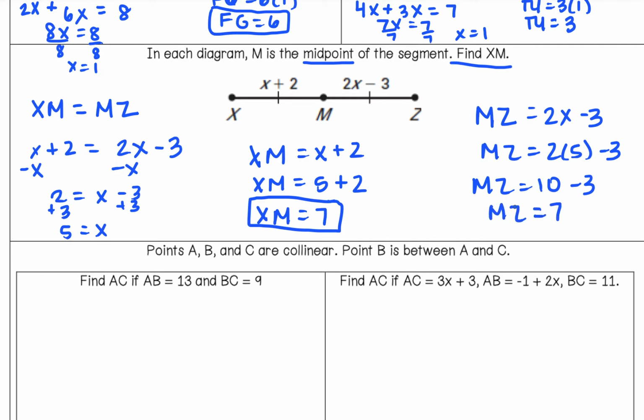Because we got 7 for MZ and XM, we know that those two segment lengths are both congruent there. And so this was truly the midpoint and we solved it correctly. So XM equals 7 was our final answer there.